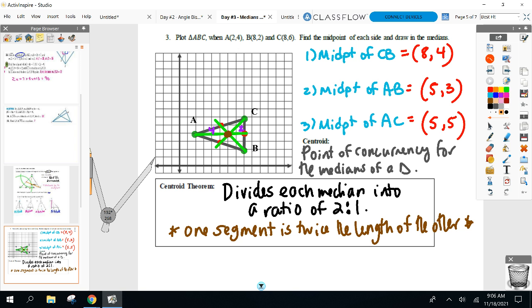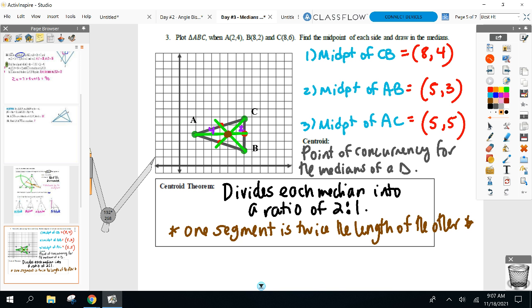And the longer segment, the doubled one, will always be from the vertex to the centroid. That's always the bigger one. Okay, vertex to the centroid is always the bigger one. So that's the importance of a centroid. It divides the median into 2 to 1. One segment is double the other.